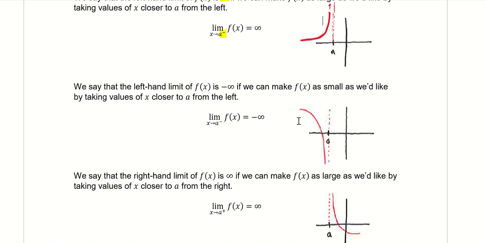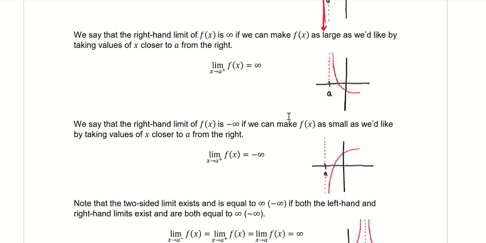Same idea for negative infinity. My left-hand limit is going to be negative infinity if we say that the function can be made as small as we'd like as we approach a from the left. So here again, I'm approaching, but now I'm shooting off down, going that way, not hitting a, so my limit here is negative infinity.